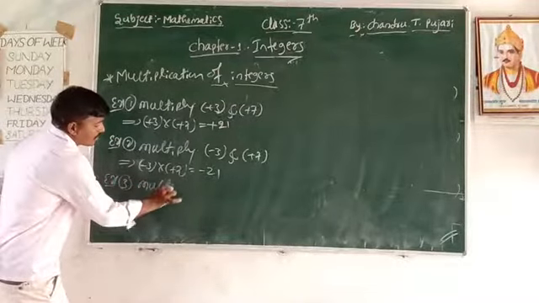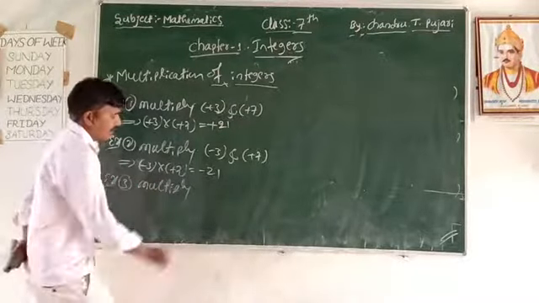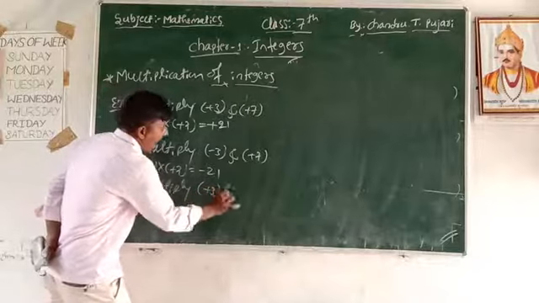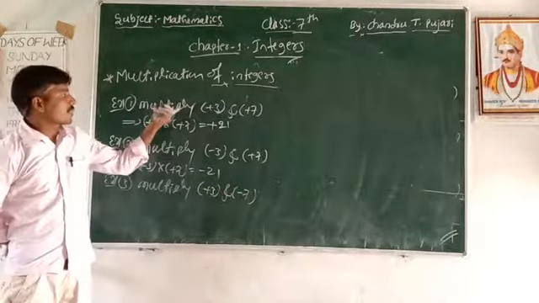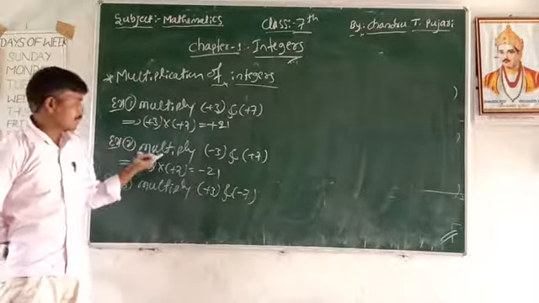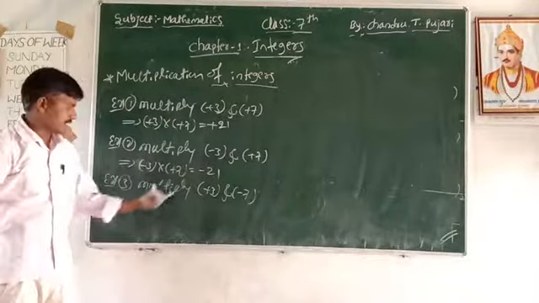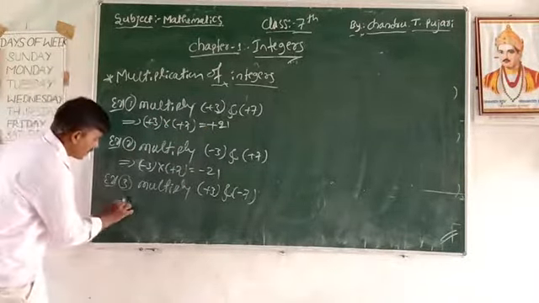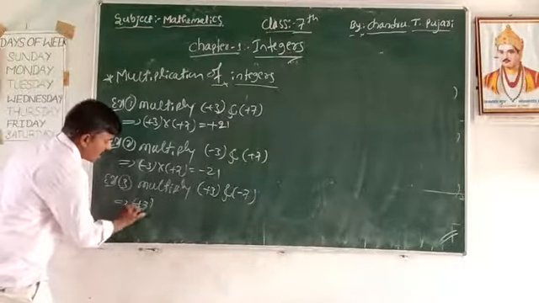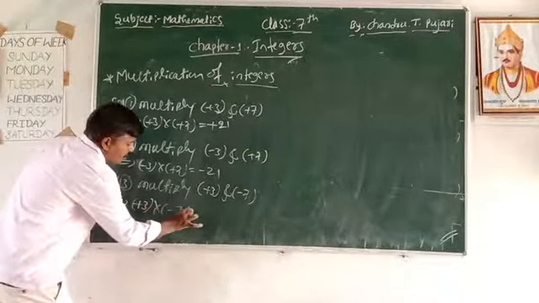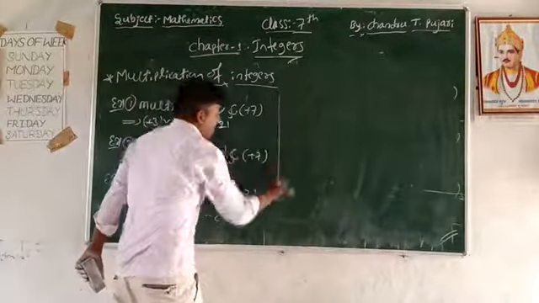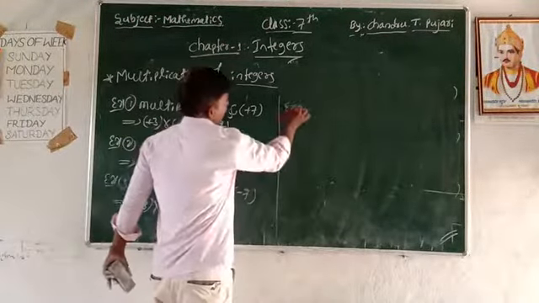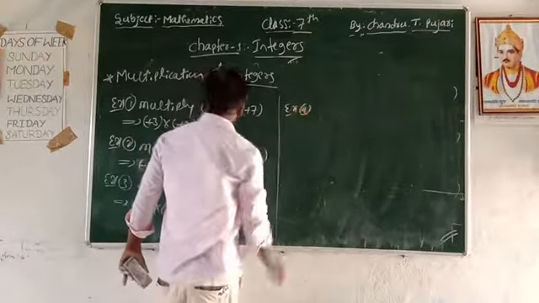Multiply plus 3 and minus 7. This is the multiplication property, first one. This is the second one. This is the third one. Therefore, plus 3 into minus 7 is equal to again minus 21. The last rule is in example number 4.